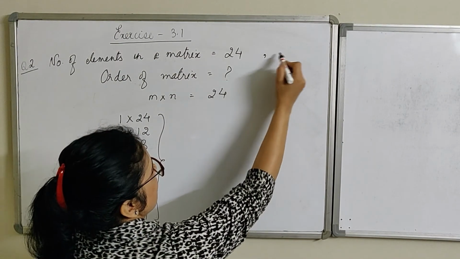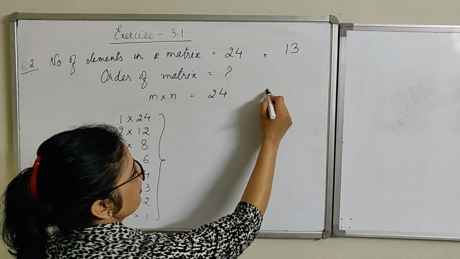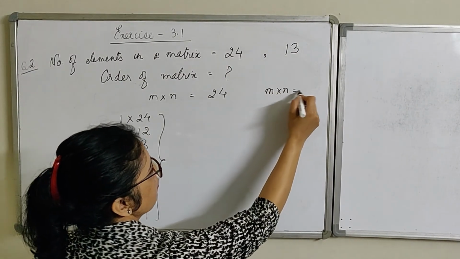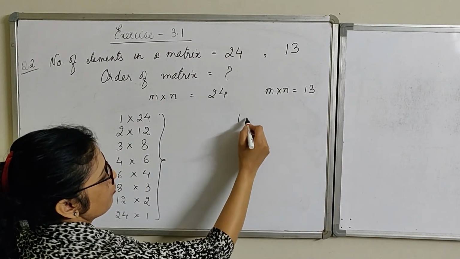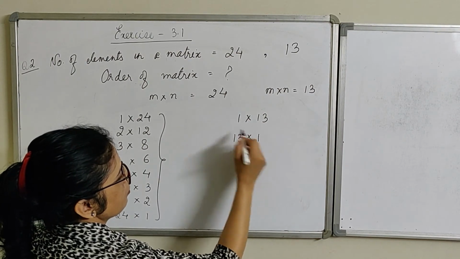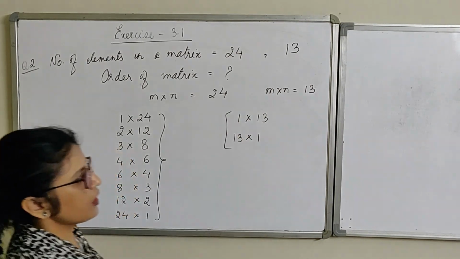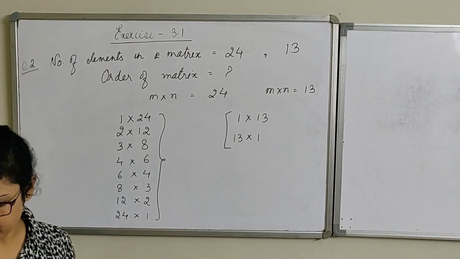If the number of elements in the matrix is 13, then that means the number of rows into number of columns should give us the total number of elements, which is 13. So if number of rows is 1, number of columns is 13, and vice versa. So there are 2 ways of expressing or writing down a matrix which has got 13 elements in it.